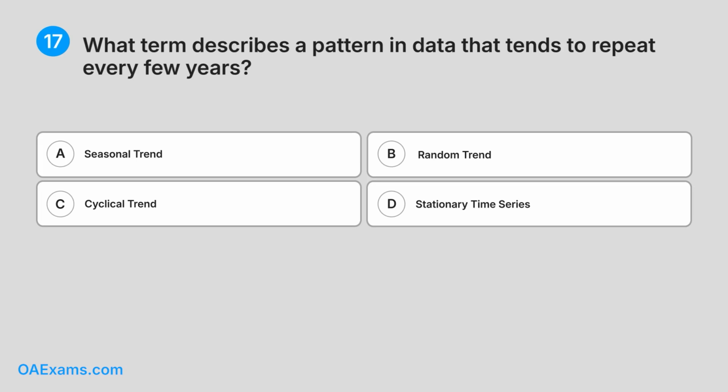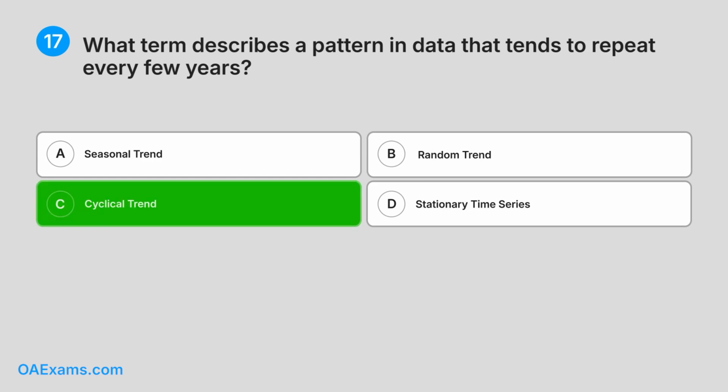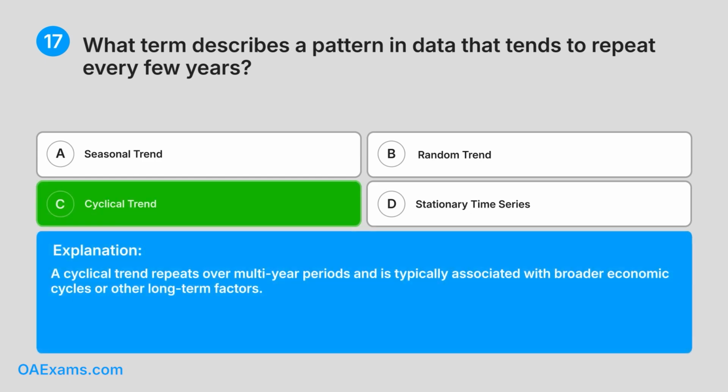17. What term describes a pattern in data that tends to repeat every few years? A. Seasonal trend. B. Random trend. C. Cyclical trend. D. Stationary time series. Can you guess the answer? Correct answer. C. Cyclical trend. Explanation. A cyclical trend repeats over multi-year periods and is typically associated with broader economic cycles or other long-term factors.